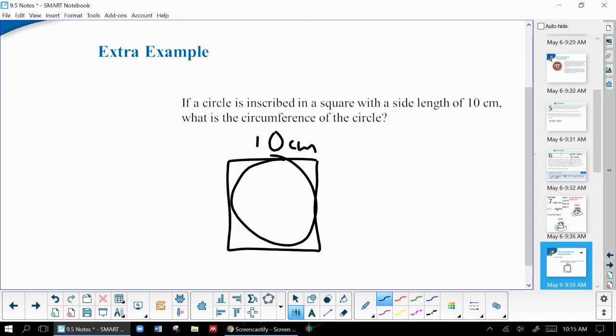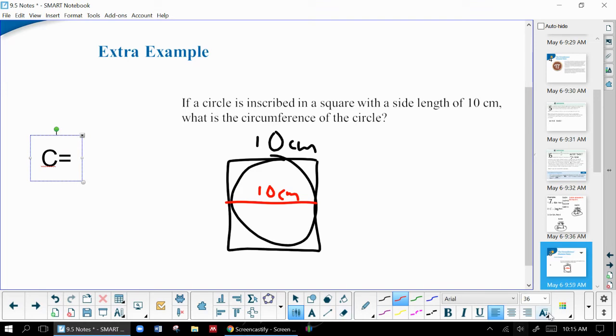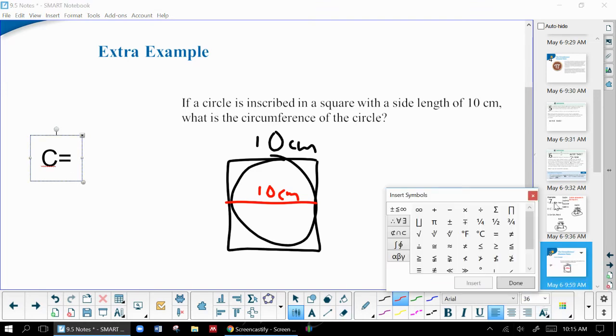Now what you can see here is that if that side is 10 centimeters, so is the diameter: 10 centimeters. And so now we can use our formula. We know that the circumference is equal to pi times the diameter. I'm trying to type as much of this as I can so it's more legible. And we know that the diameter is 10 centimeters.